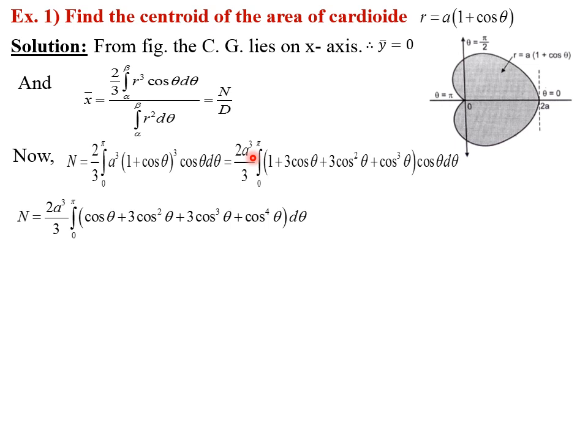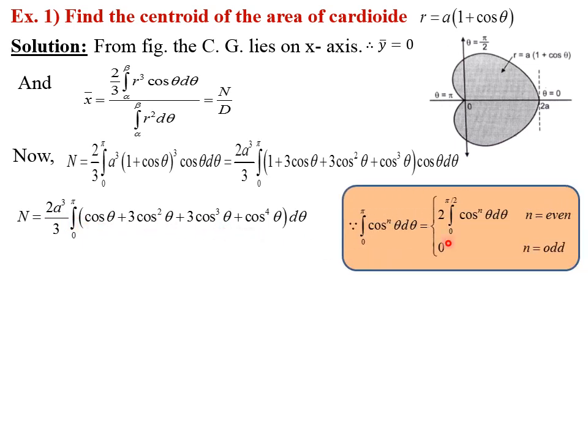As a cube is a constant, we can take it outside of the integration sign. So we'll get 2a cube upon 3 integration from 0 to pi, and then expand this 1 plus cos theta whole bracket cube, which gives us 1 plus 3 cos theta plus 3 cos square theta plus cos cube theta into cos theta d theta as it is. So in the next step, multiply this whole bracket by cos theta, you will get this whole term.